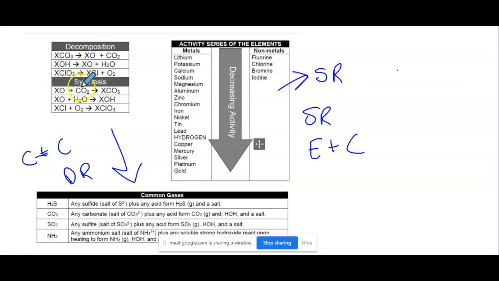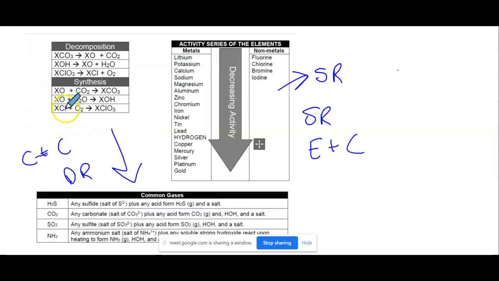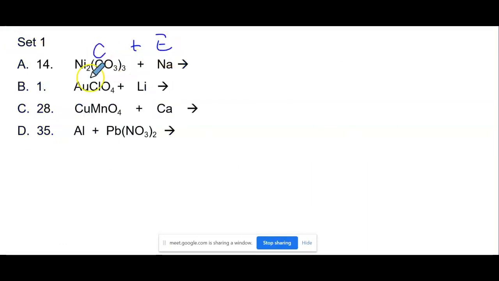So here we have a compound plus a compound, so it can't be that one. XO plus H2O is a compound plus compound. So here we have compound plus element, right? So it could be that one. So let's go back and look. It has to be, let me show you what I mean. It has to be something with chlorine, a metal with chlorine plus an oxygen to be that specific one. And we don't have an oxygen. Do you see that? Yeah.